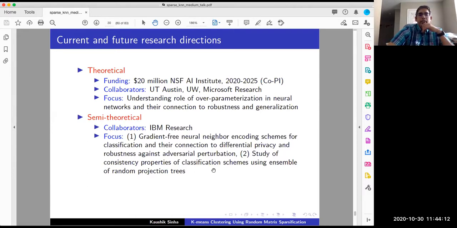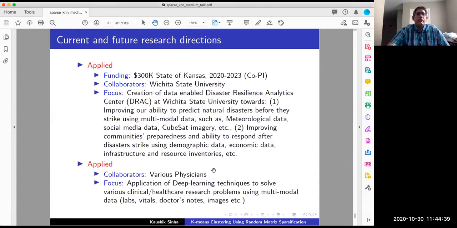Another problem we're working on is the study of various consistency properties of classification schemes using something called random projection trees. Random projection trees are a random data structure that have been shown to work very well for nearest neighbor search, but we are trying to use them in the classification setting. For an ensemble of random projection trees, we suspect it might have nice consistency properties similar to the random forest that we typically use. That is one direction we are working on right now.